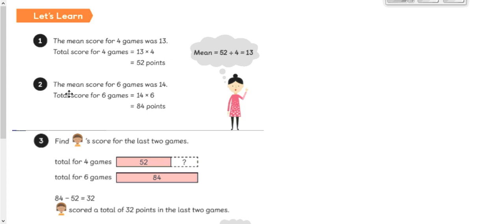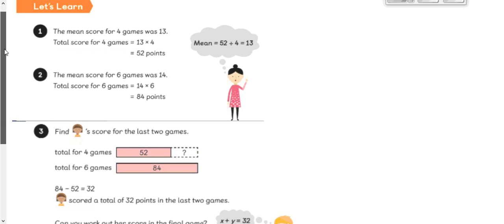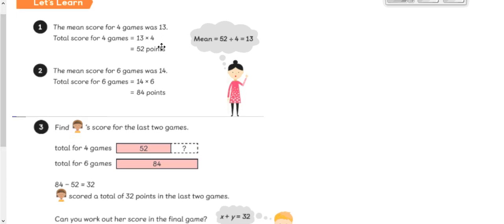Then we do the same for the 6 games. So the mean score for 6 games was 14, so we do the inverse again. 14 this time, times it by the 6 games to give us 84 points. Now we could check it by doing 84 divided by 6, and it will give us 14. And hopefully we know we've got 2 different points there.